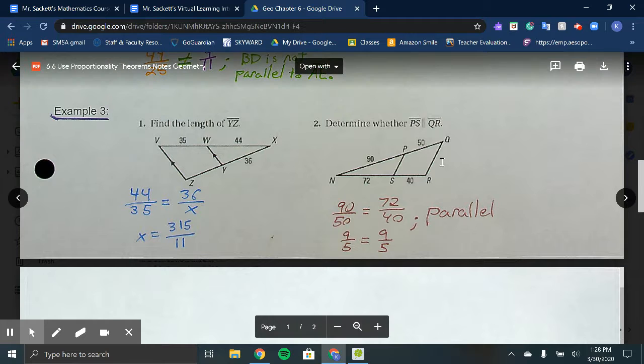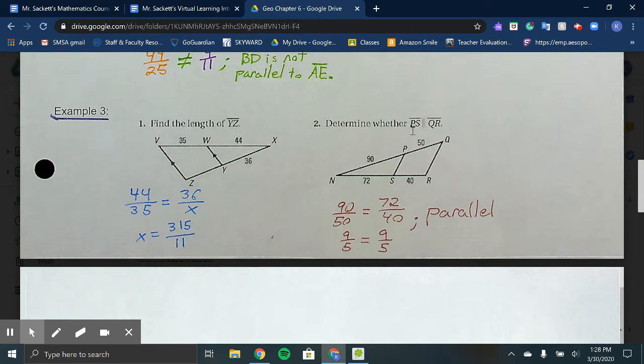In example 2, they ask us to determine if side PS is parallel to side QR. So in this case, we want to set up the proportions and see if the two sides are proportional. So we'd have the 90 over 50 going along the top, and then going across the bottom, the 72 over 40. Both situations simplify to 9/5, so those segments are parallel.